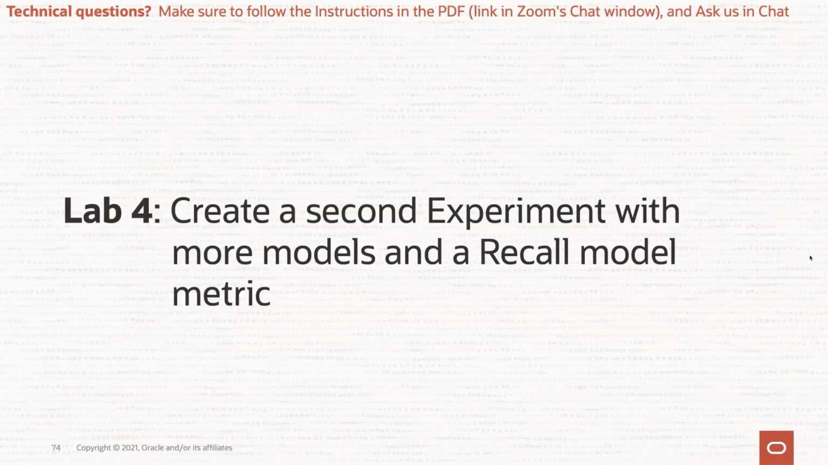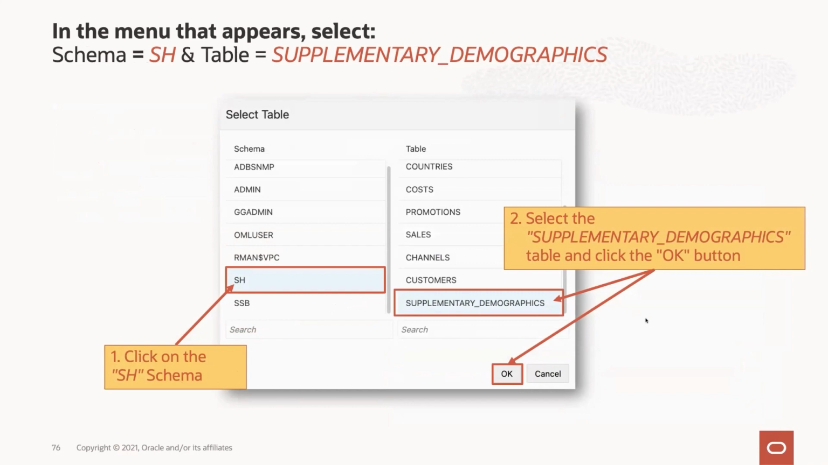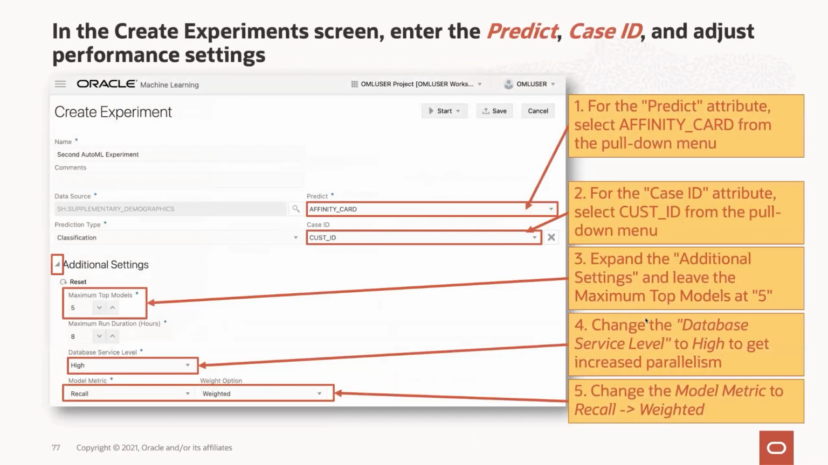All right. So let's create a new experiment then with a larger number of models and check a different type of model metric. What we're going to do now is go back to AutoML experiment. You're going to see your first experiment there, but we're going to click on create so that we can add a second AutoML experiment. When we create the second AutoML experiment, we're going to input the same data set, the one that we already used. This time, the only difference is 5 top models, and we're going to change the model metric to recall weighted.